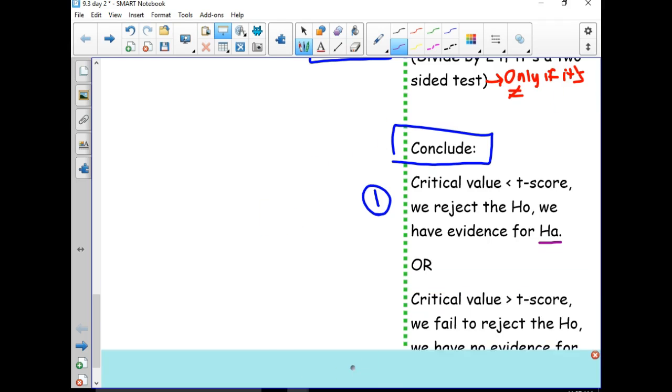And if you don't reject the null hypothesis, we fail to reject it. So this is option 2. How is the critical value less than t-score? It looks like it's greater than. Ours is greater than, but these are the two options that I want you to have. So you're going to look at your notes and say, okay, my critical value is less than t, what do I do? Or my critical value is greater than t, this is what I do. So it's like an either or, like a choose your own adventure. Which one am I going to choose?